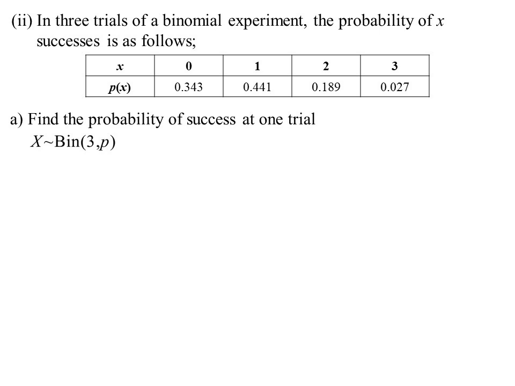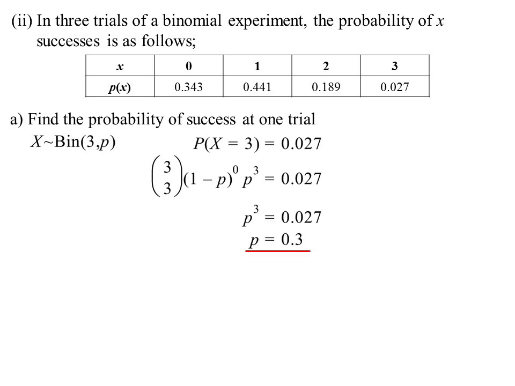I mean, I could use any of them, but let's go for the easiest one, because the probability of x equals 3 will simply end up being p cubed when we sub in. So we say p cubed is 0.027, so p must be 0.3. There's our probability of success.